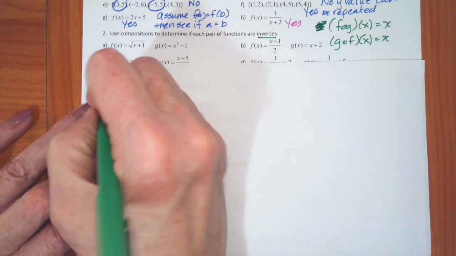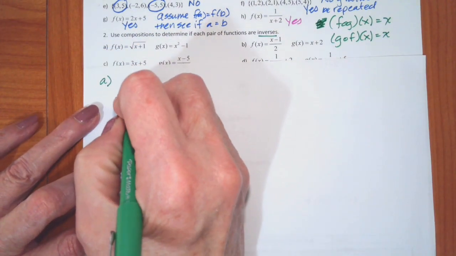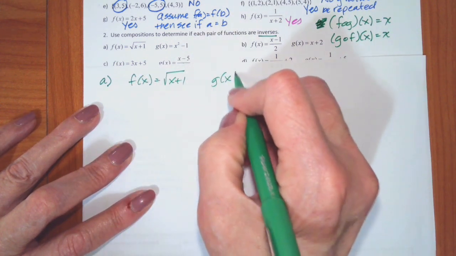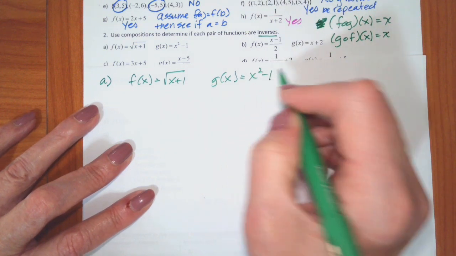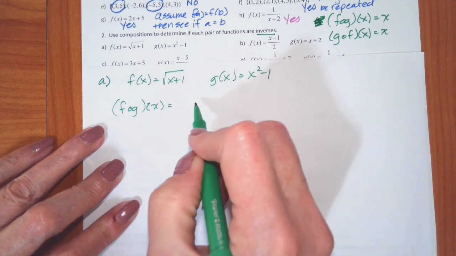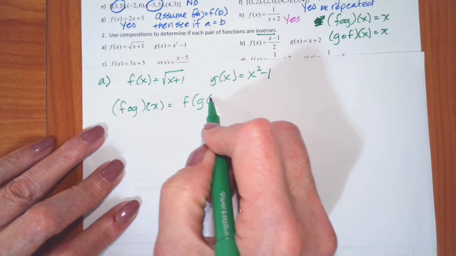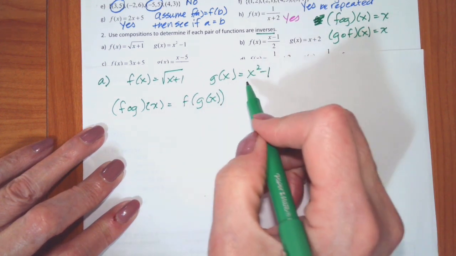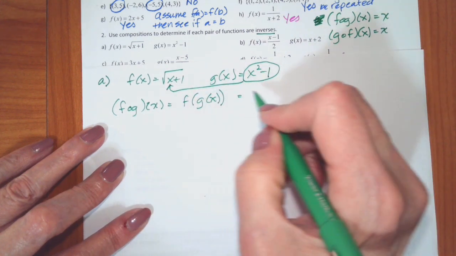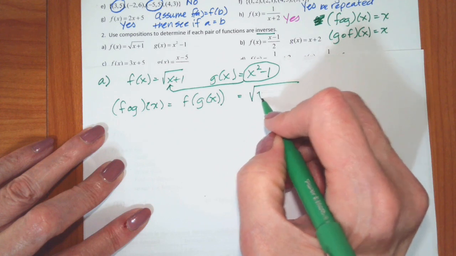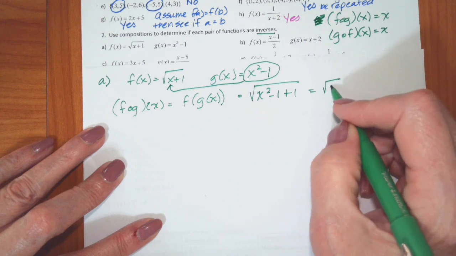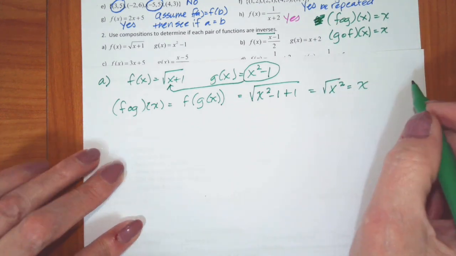All right, so for A, if f of x is equal to the square root of x plus 1 and g of x is equal to x squared minus 1, if I do f of g of x, that means I'm going to take g of x and put it inside f. So I'm going to replace the x with that. That becomes the square root of x squared minus 1 plus 1, which is the square root of x squared, which is x.